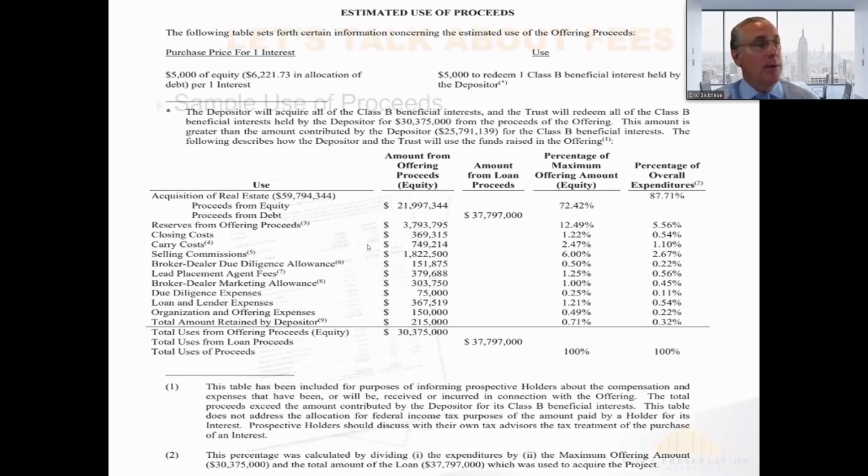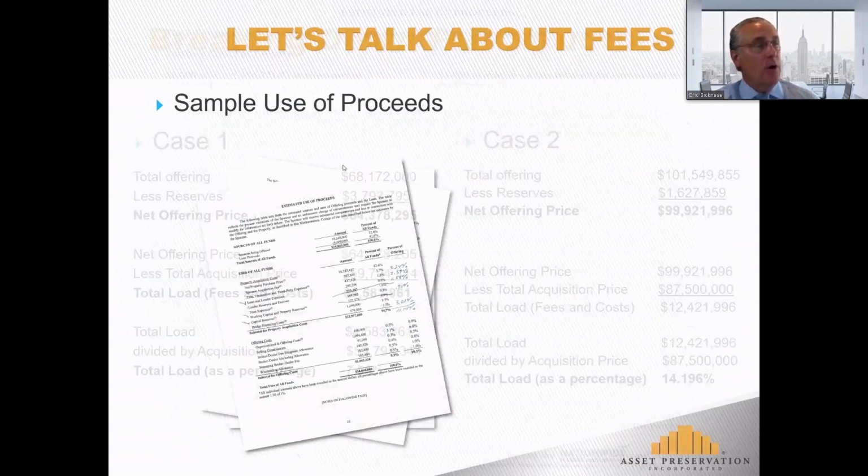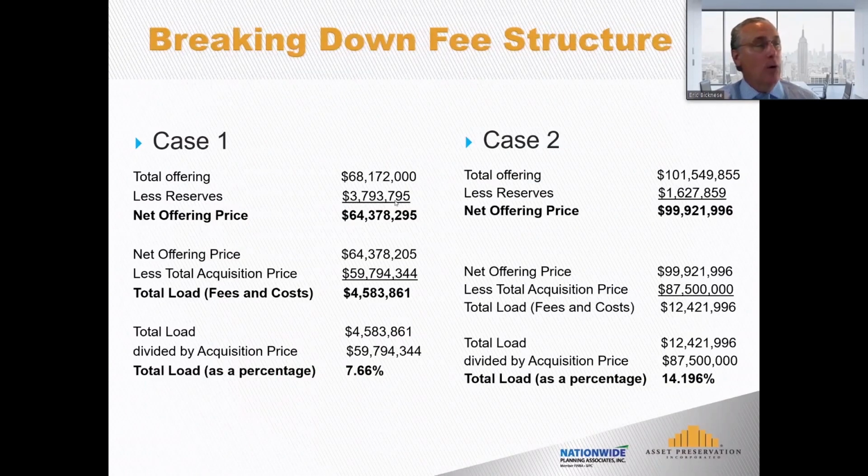So going back to, we have two cases here. This is the one I was just talking about. We had a total offering amount of equity and debt of this $68,172,000. We have that reserve account, and then we have a net offering price. So it's as simple as this.